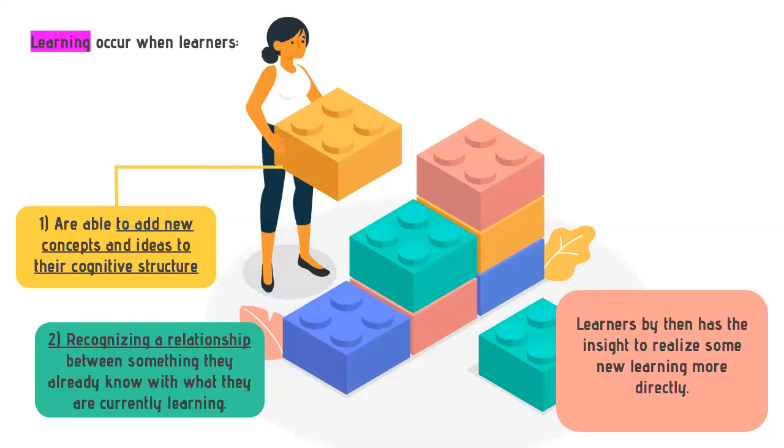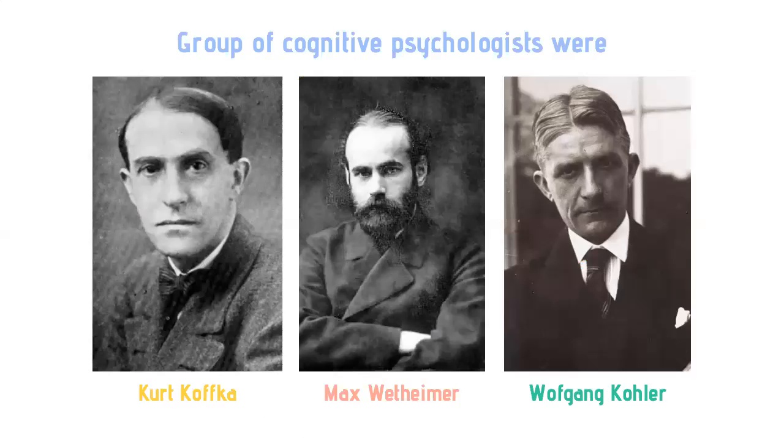In cognitive learning theory, learning occurs when learners are able to add new concepts and ideas to their cognitive structure. When learning occurs, the learner is able to recognize a relationship between something that they already know and something new that they are currently learning. Recognizing the relationship means learning occurs as well. Learners by then have the insight to realize that some new learning has happened more directly in their mental structure, in their cognition.